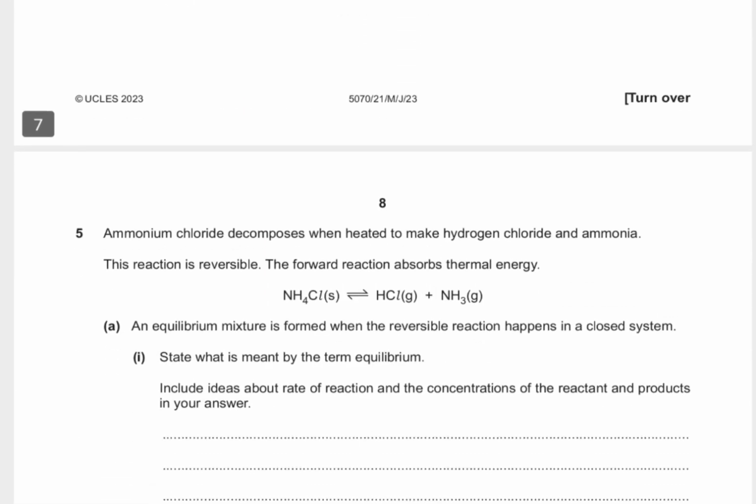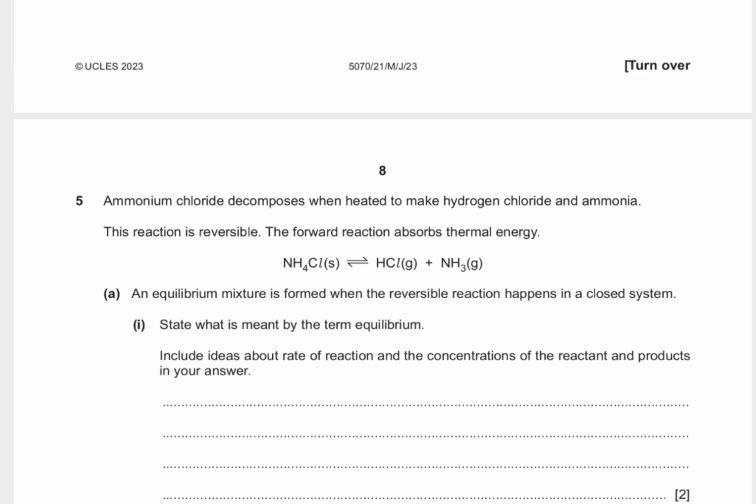Okay. Next is question number 5. Ammonium chloride decomposes when heated to make hydrogen chloride and ammonia. The reaction is given: ammonium chloride forming hydrogen chloride and ammonia, and it goes back, it gives you ammonium chloride. An equilibrium mixture is formed. It's a reversible reaction.